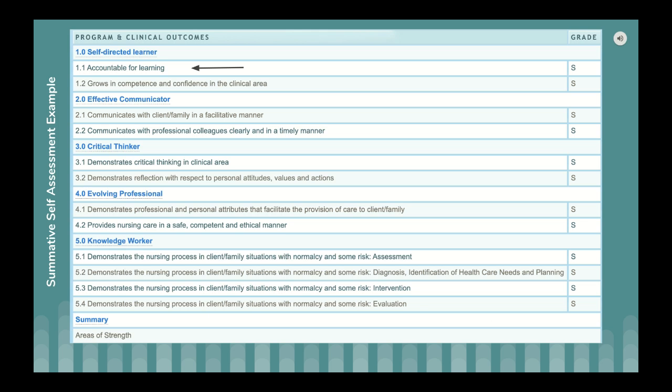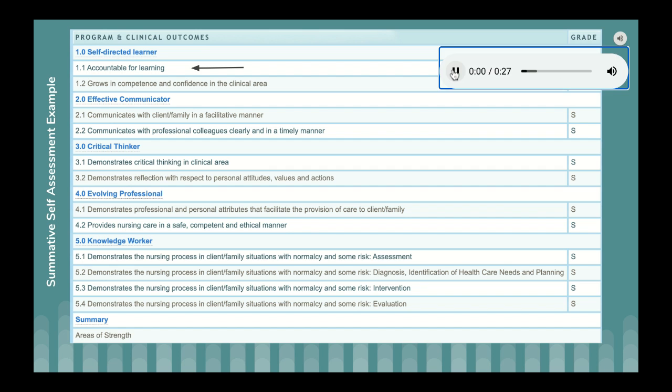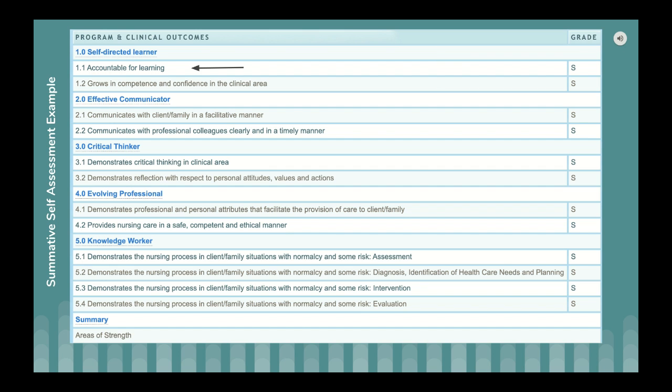This is an example of a summative self-assessment that nursing students have to complete within their program. It's provided to them prior to clinicals, and students are aware that these are objectives that they should be developing throughout their clinical placement. As you can see within this placement, there are quite a number of objectives that they should start to be developing, such as effective communicator, critical thinker, and knowledge worker.